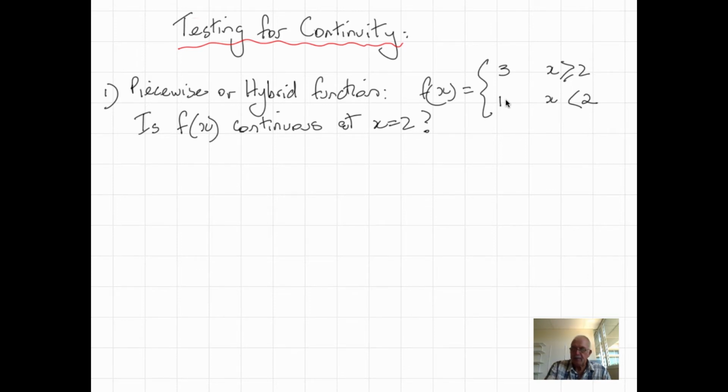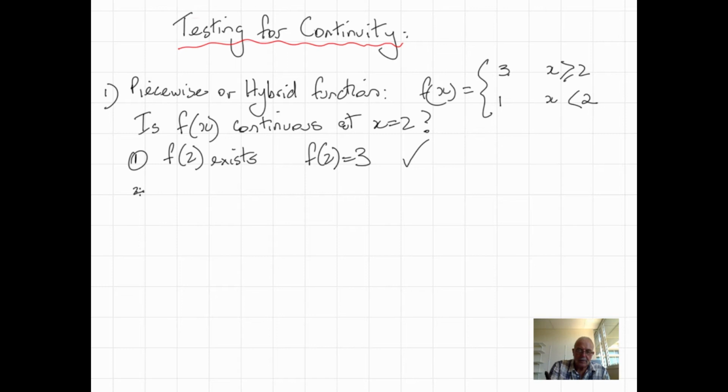So there are 3 steps, 3 tests if you like. The first one, since it's at x equals 2, is that f of 2 exists. By the definition up here, when x is equal to 2, the function is equal to 3. So f of 2 equals 3, so it has passed the first test. When x is equal to 2, the function is equal to 3, because of that greater than or equal to sign there.